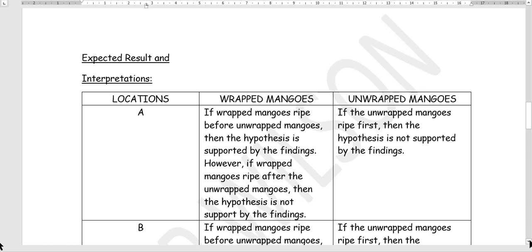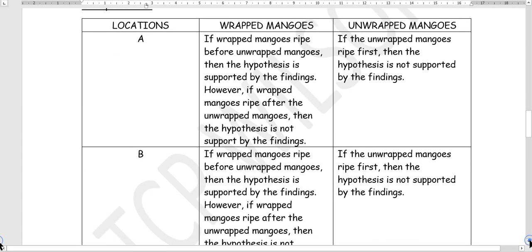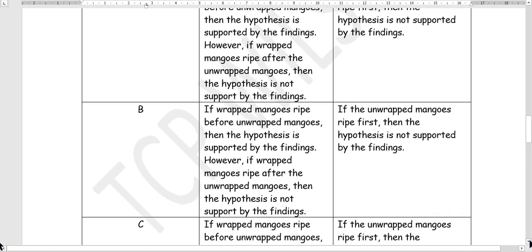Here, if the experiment is true, the wrapped mangoes will ripen before the unwrapped mangoes. So if that happens, then it means that the hypothesis tested is pretty much supported by the findings. However, if that doesn't happen, then you can see your result there on screen.